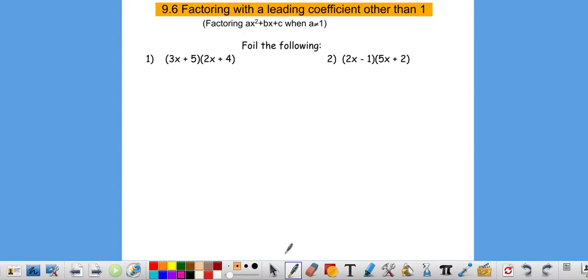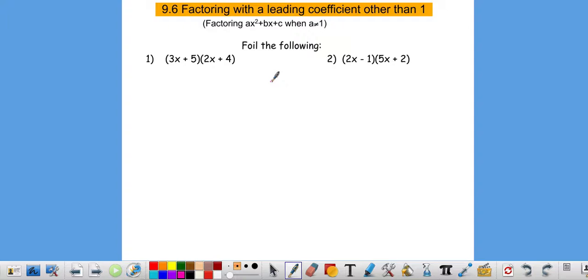So in 9.6, which is the topic of this video, we're going to look at what it looks like to factor trinomials where the leading coefficient is not 1. So everything in 9.5, where we played that game of what multiplies to that last value and what adds to the middle number, that was always the case where a was 1. It was always just x squared out in front.